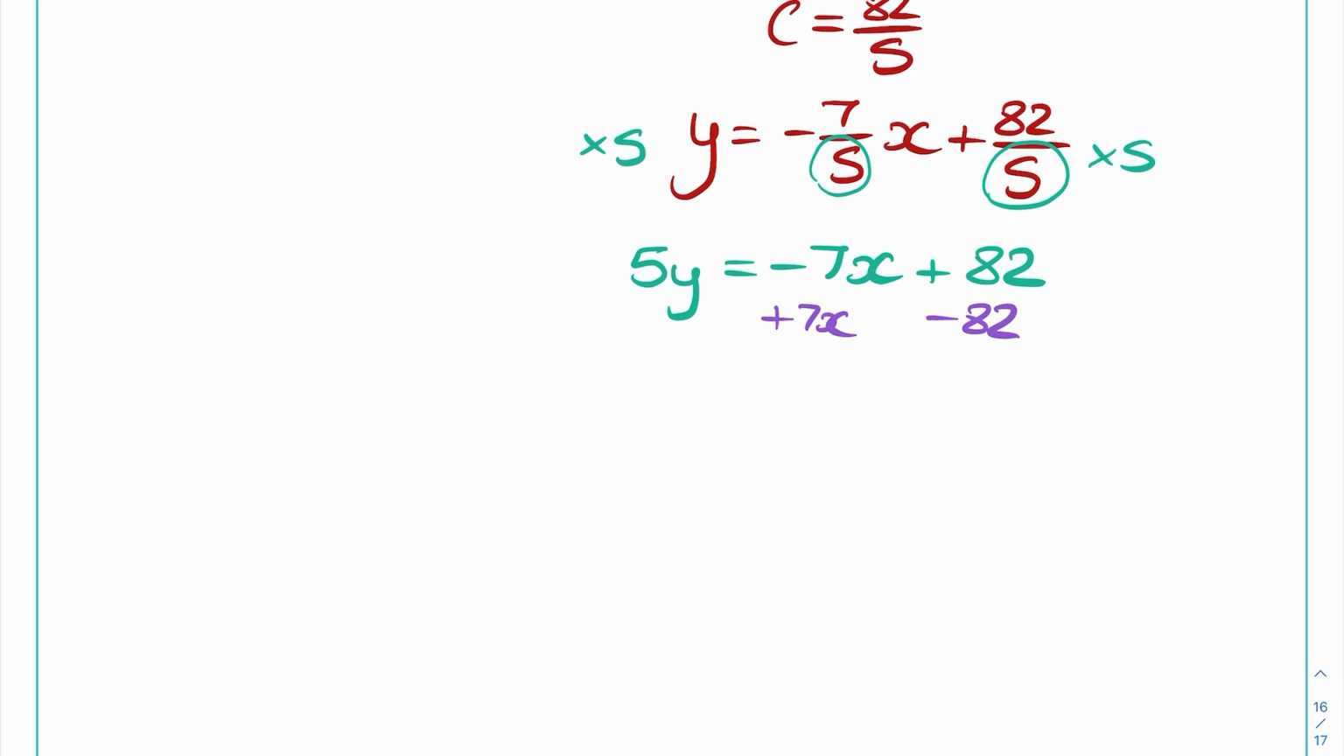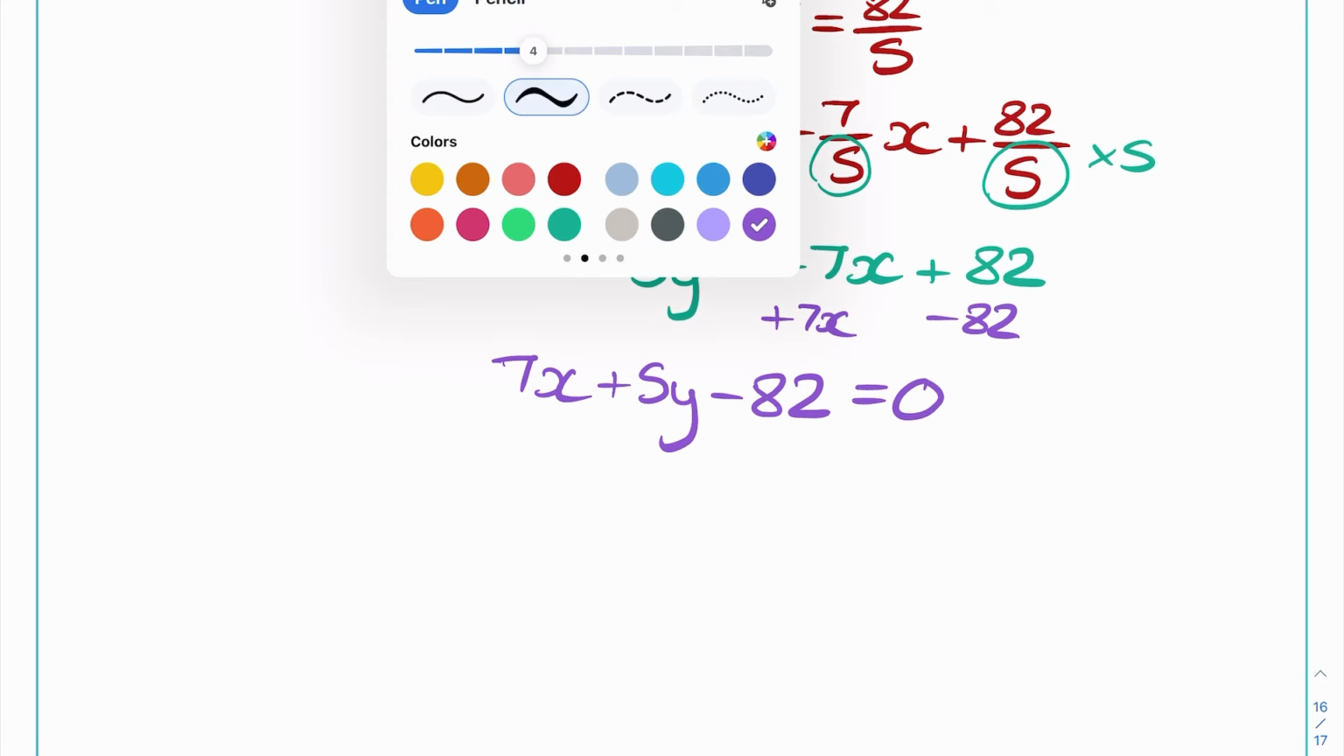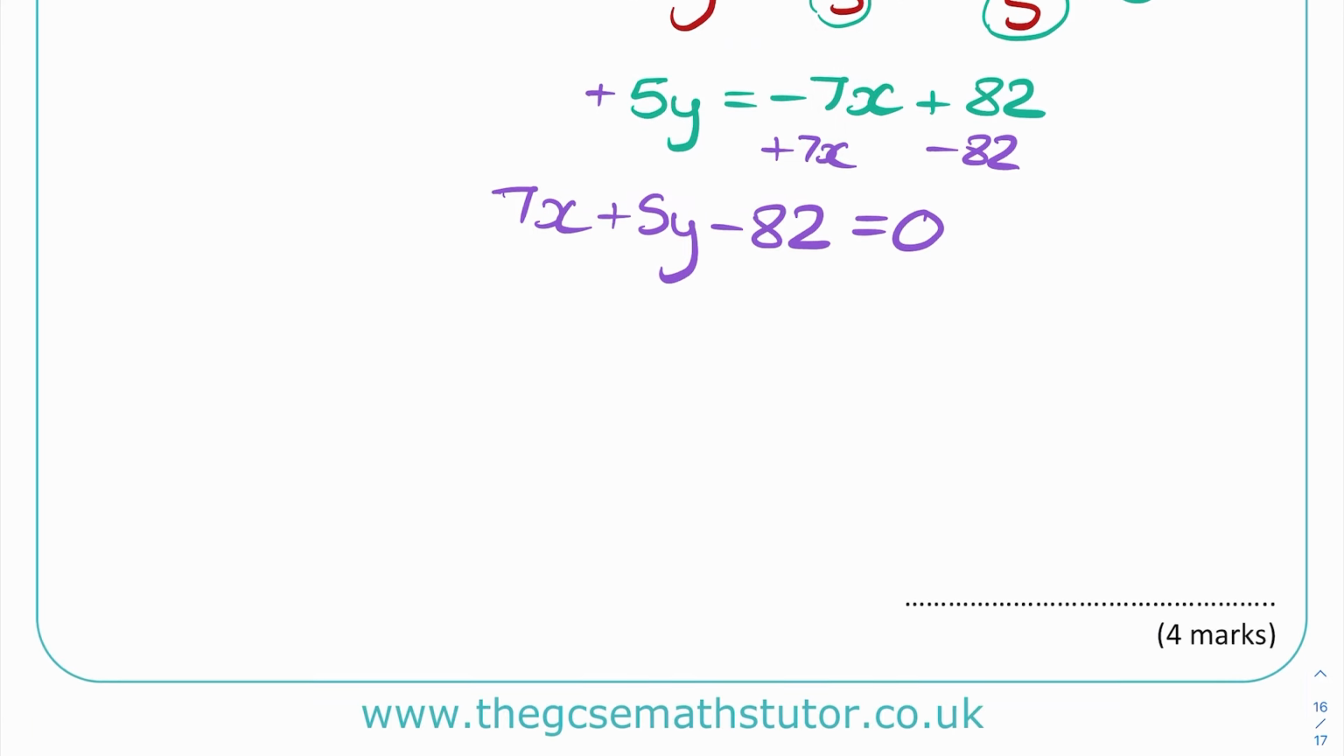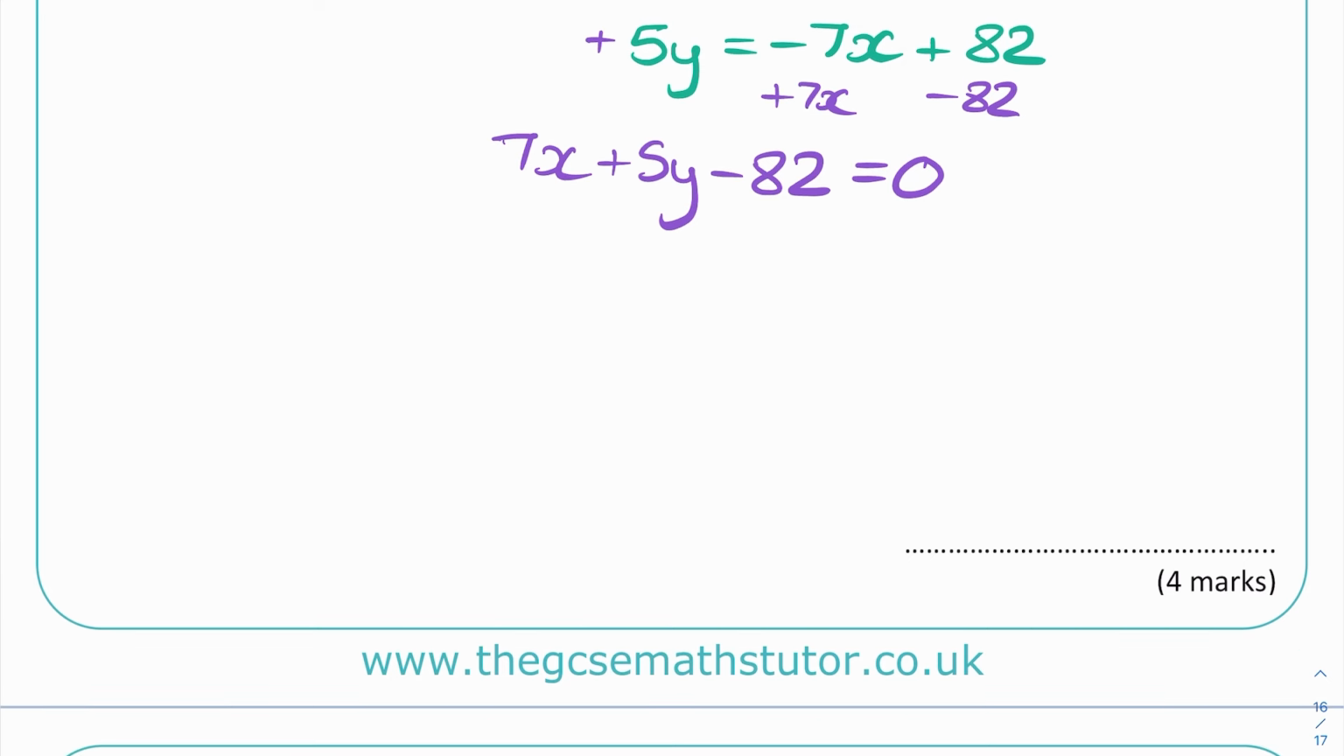So I'll drop that 7x at the front, so 7x. This is a plus 5y, so plus 5y. We're minusing 82, and that is all equal to 0. So there we go, that would be our final equation. We've got integers, we've got it in the order that they've asked for, so 7x plus 5y minus 82 equals 0. And there we go, there is our final mark for that question.